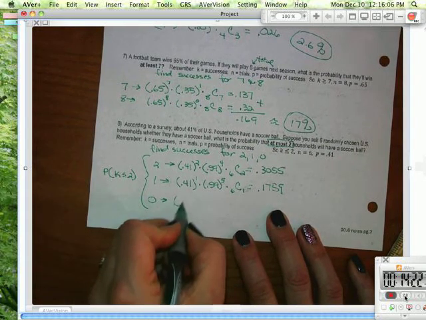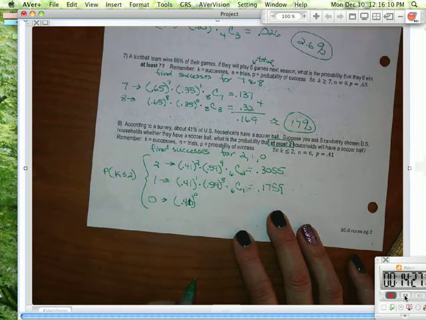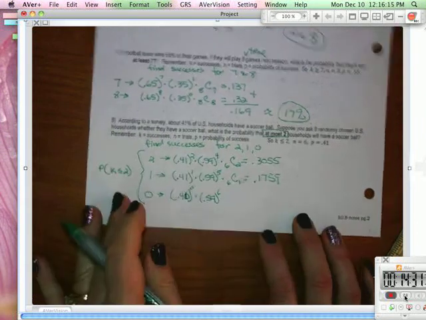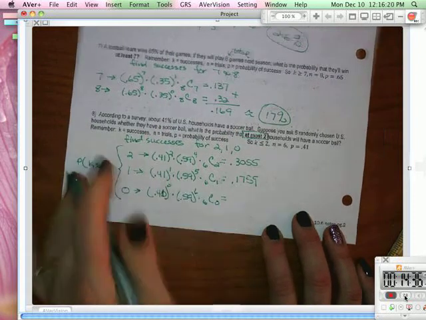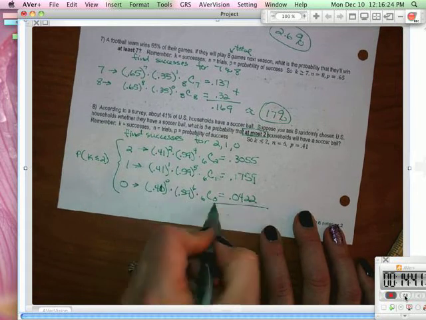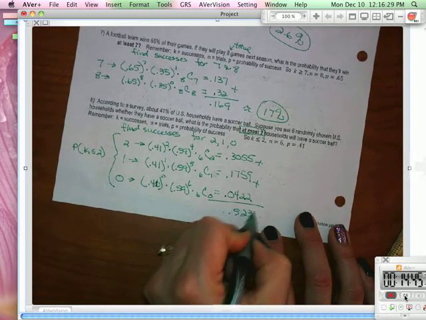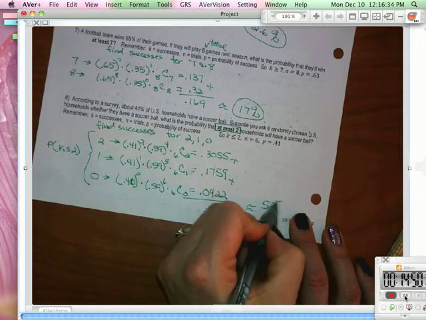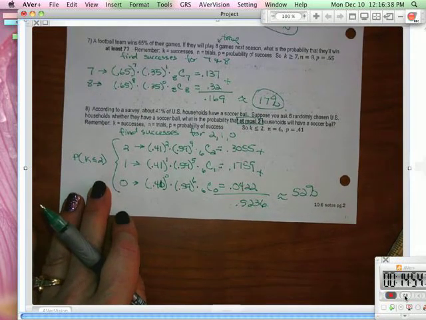And then let's look at it as if no households had a soccer ball. So that means there's a 0.41 to the 0, 0 successes, times 0.59 to the 6, 6 failures or no soccer ball. And then that's 6, choose 0, equals 0.0422. And when you add those up, it's a total of 0.5236, which is approximately 52% chance that at most 2 households have soccer balls.